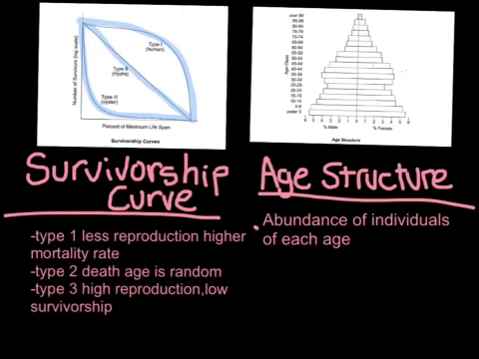And then for the survivorship curves, there's type 1, type 2, type 3. Less reproduction and higher mortality rate is type 1. Type 2, death can happen at any age. And type 3, high reproduction and low survivorship is going to happen.